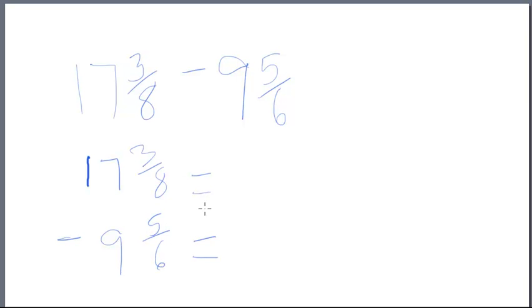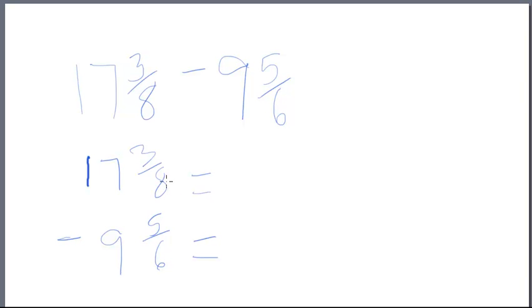To find the least common denominator, what I'm going to do is look at my two given denominators, 8 and 6, and determine the first multiple of the larger denominator, in this case 8, which is also a multiple of 6. This is why it's essential to know your multiplication tables. If you don't know your tables, you cannot find the least common denominator.